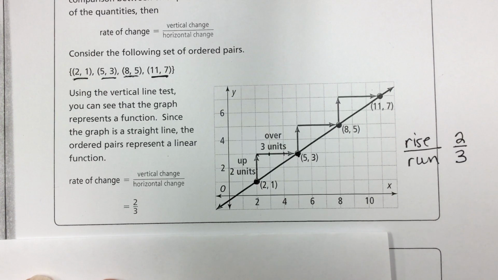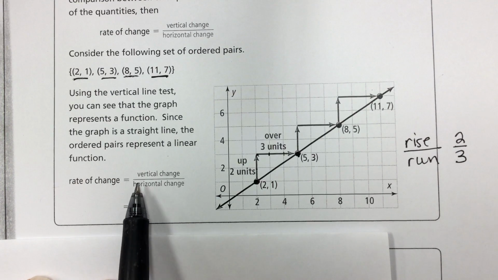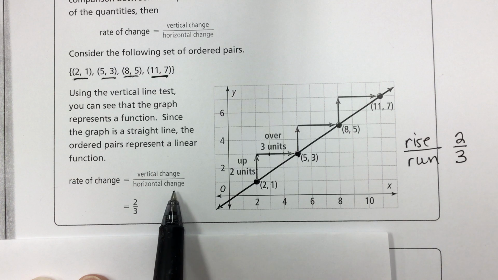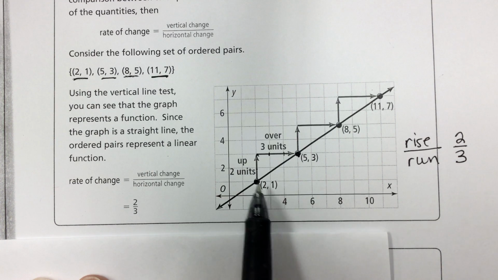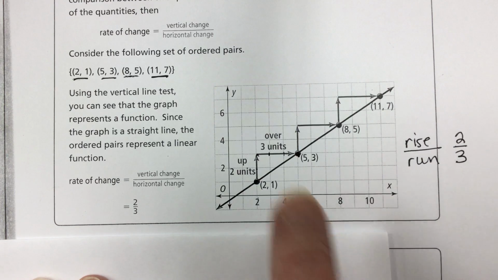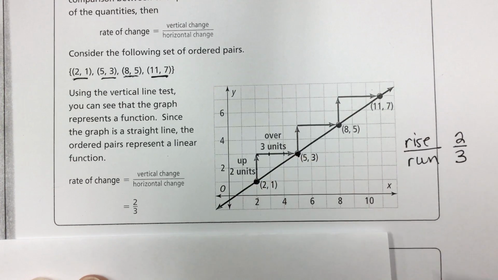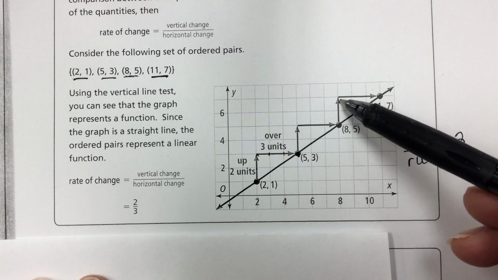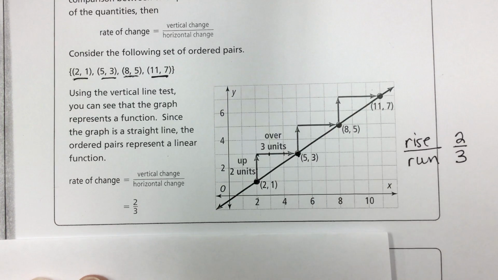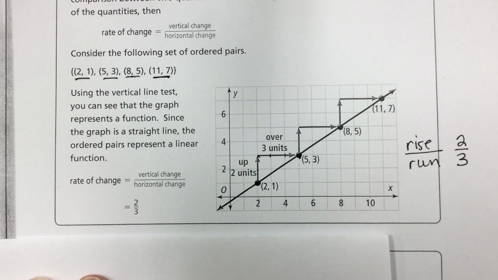Since the graph is a straight line, the ordered pairs represent a linear function. The rate of change, which is your vertical change over your horizontal change, is 2/3. So you had to rise 2, you had to run 3 to go from one point to the other. Notice the rise and run is constant. Your slope is constant. Your rate of change is constant on a line.